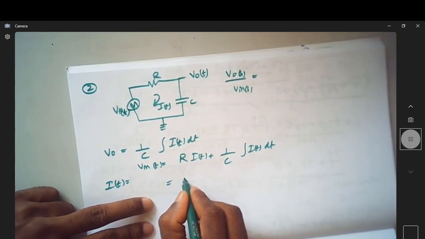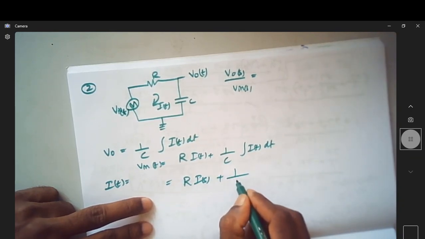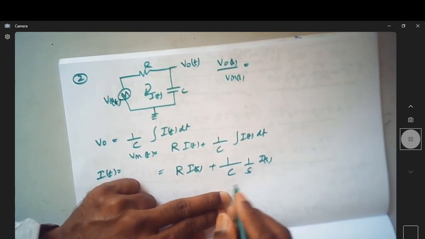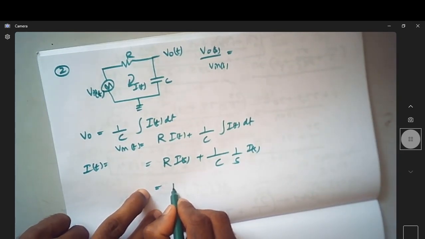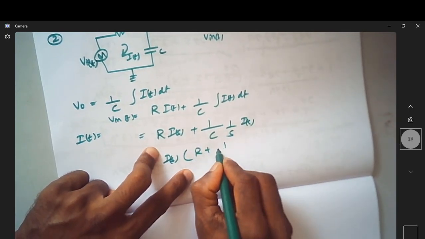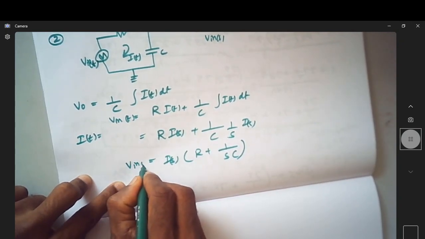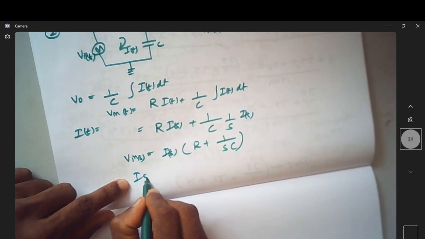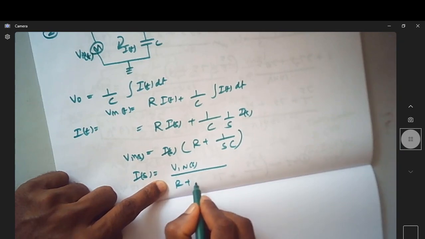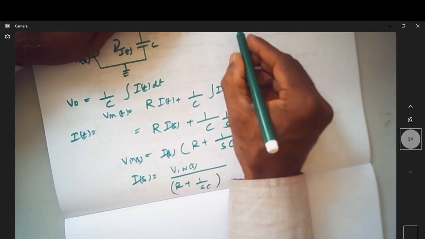Now if I take the Laplace, it is R into I of s plus 1 over C into 1 over s I of s. So we can write it as I of s into R plus 1 over SC is my V in of s. Then what is I of s? I of s is equal to V in of s by R plus 1 over SC.